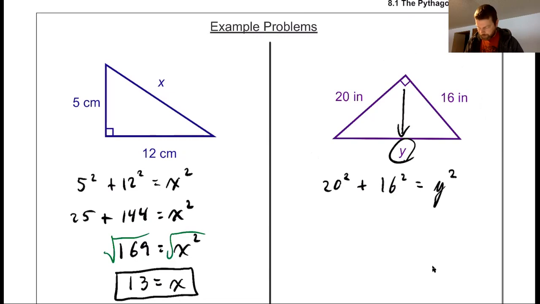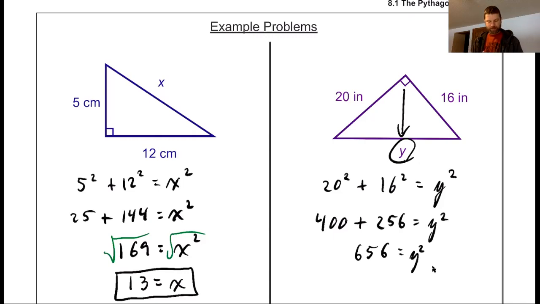20 squared, I know that, that's 400. Plus 16 squared, I'm not so sure of. I'm going to use my calculator for that. 256. So that's 656.